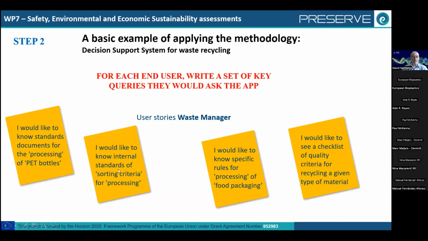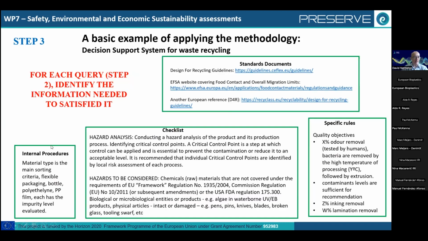The second is for internal standards. And so here we have, actually on the left, the user in their company or organization would have to document internal procedures, basically. So their own internal procedures which are relevant. In this case, for example, material type is the main sorting criteria. Flexible packaging, bottle, polyethylene, PP film, each has the impurity level evaluated. So an internal procedure would be to evaluate the impurity level of these different material types.